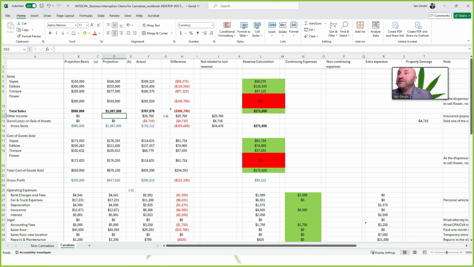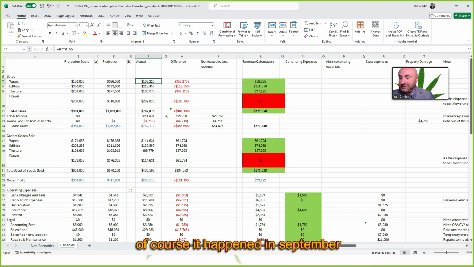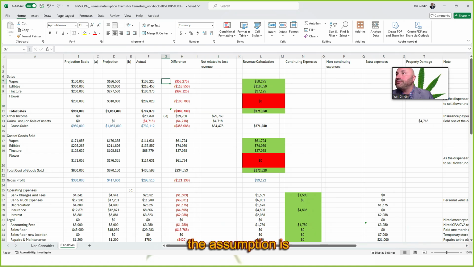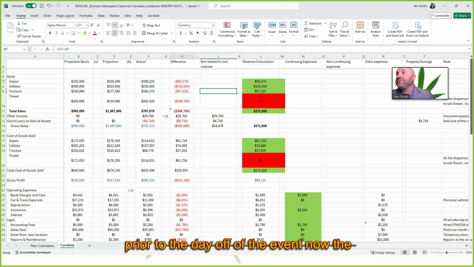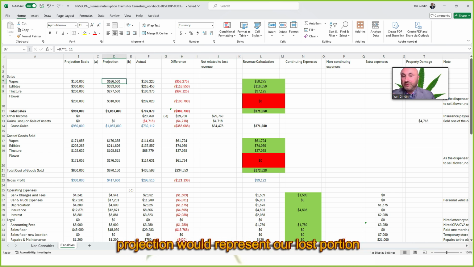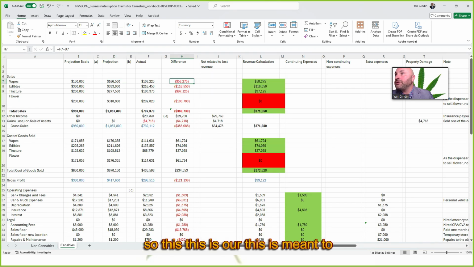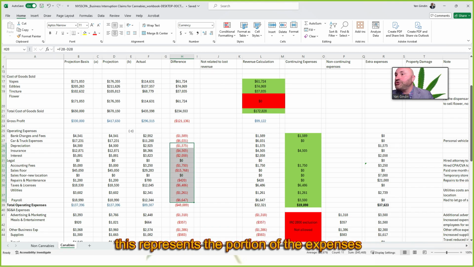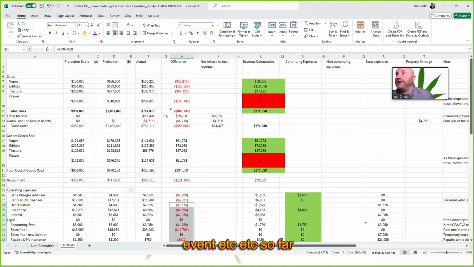Now, here is the actual result of the operation prior to the day of the event. Because it happened in September, the assumption is the business only operated for 65% of its year. The actual is intended to reflect the results prior to the day of the event. Now, the difference between the actual and the projection would represent our lost portion. So this is meant to represent lost sales that the business didn't get to make because of the loss event. This represents the portion of the expenses that the business didn't have to pay for because of the loss event, etc., etc. So far, so good.